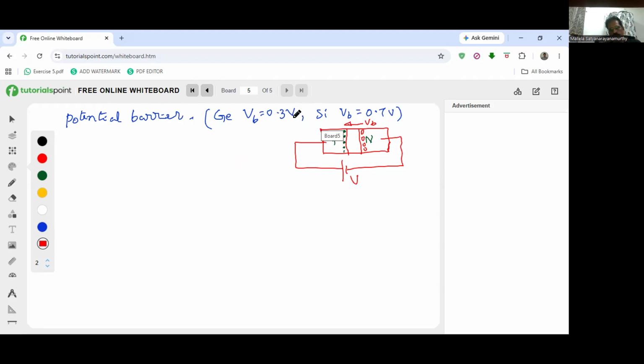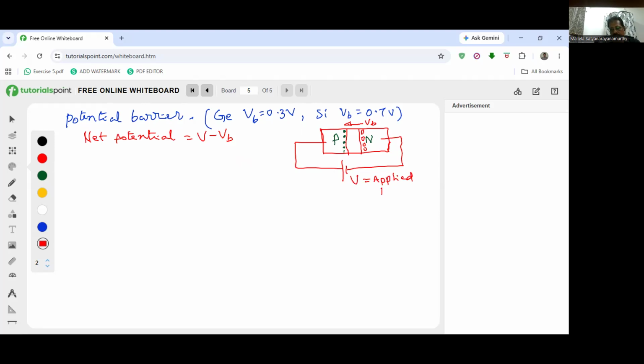If they give the values, okay. If they do not give the value also, you should remember the potential barrier in germanium and in silicon. They will ask what the net potential is. Problems are there. This you should not forget. Net potential is nothing but applied potential minus potential barrier. That is the net potential across the diode. So this is the applied potential.